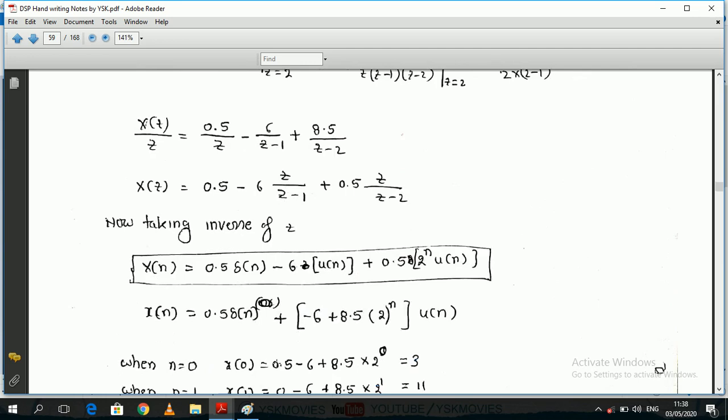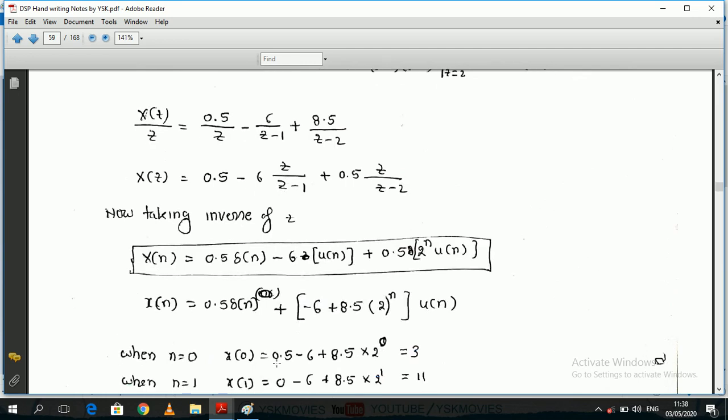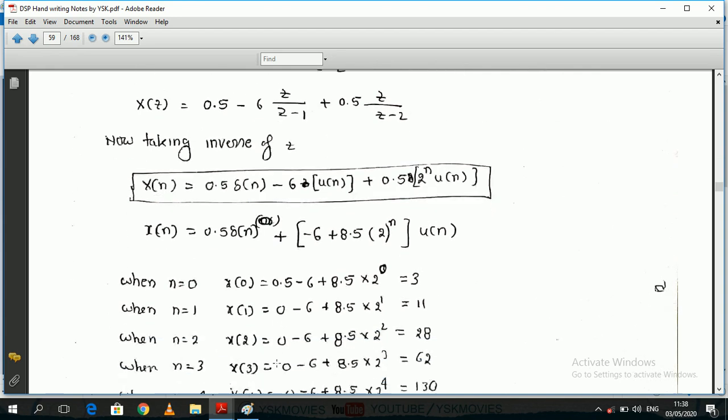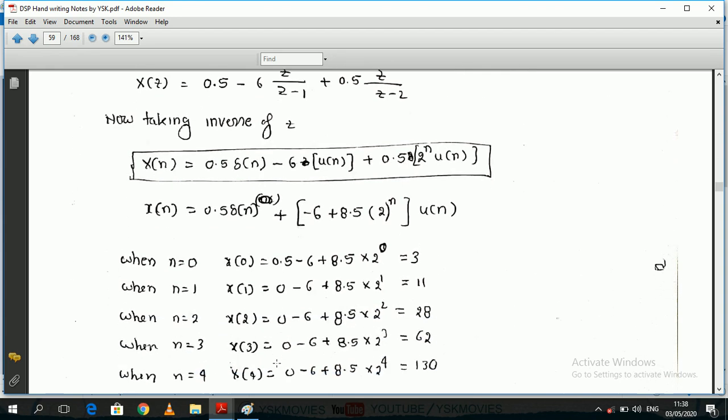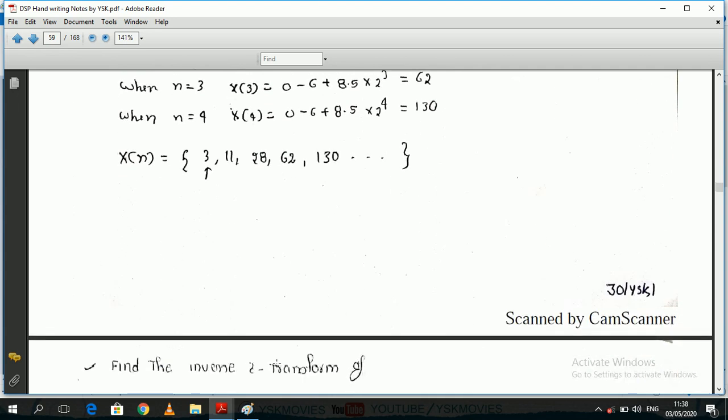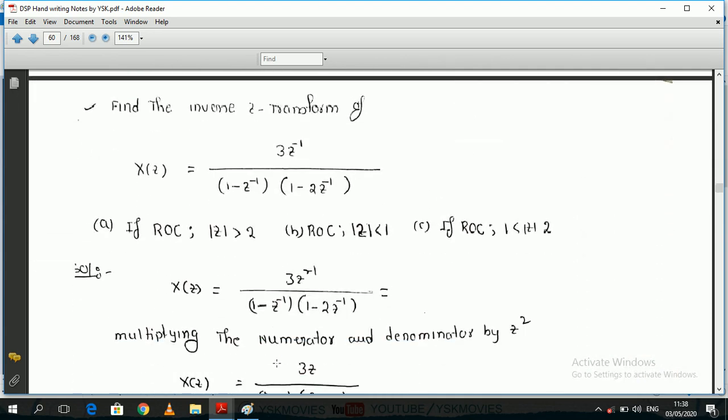The long division method has one rule: descending order or ascending order, which depends upon the ROC. If ROC is greater than 2, 1 or anything, that means a right side sequence, then you should maintain the powers of Z in descending order. But there is no such rule for residue or anything else. So partial fractions: find the inverse Z transform.